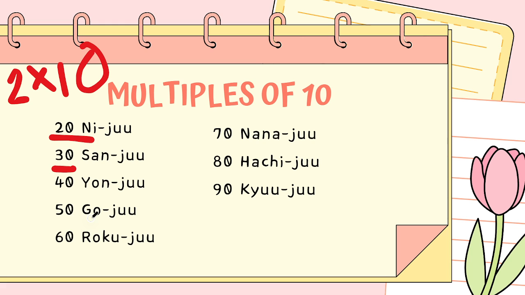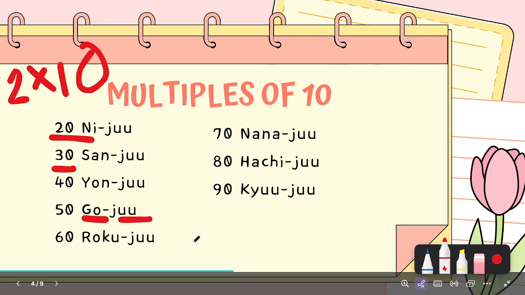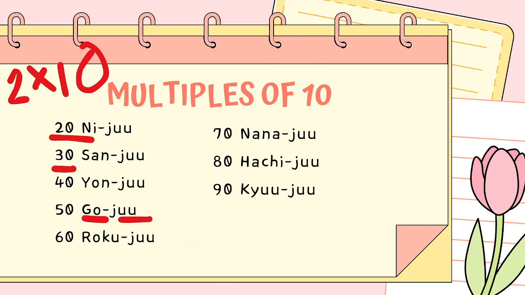For 50 we have go ju. For 5 we have go and for 10 we have ju. So go ju. Then for 60 we have rok ju, not roku. For 70, nana ju. For 80 we have hachi ju. For 90 we have kyu ju.